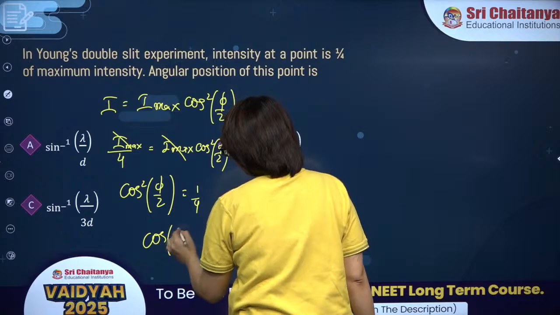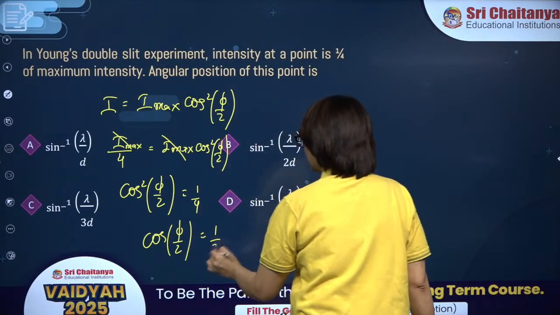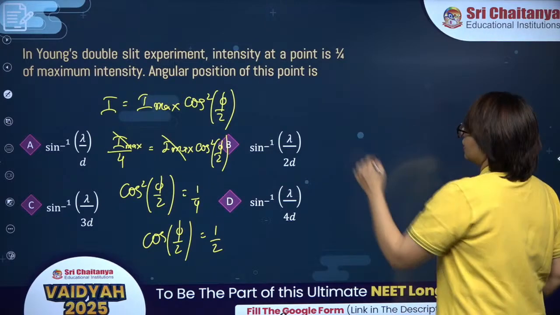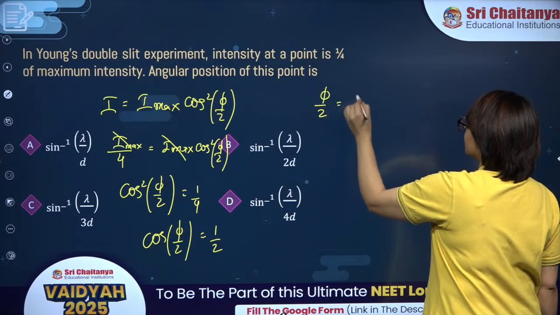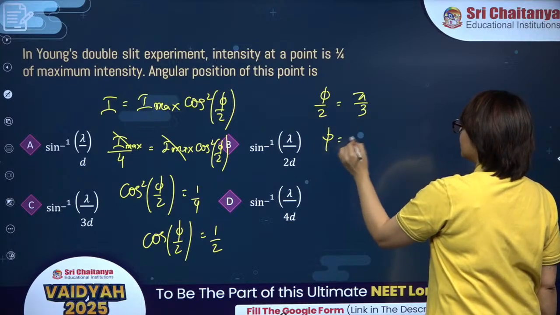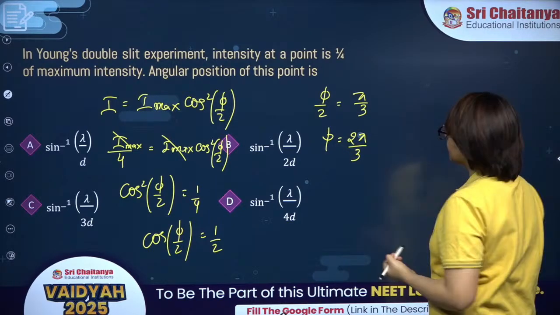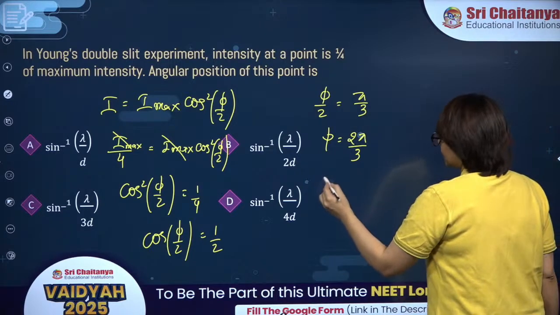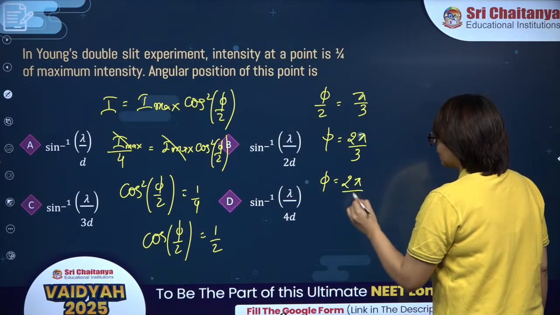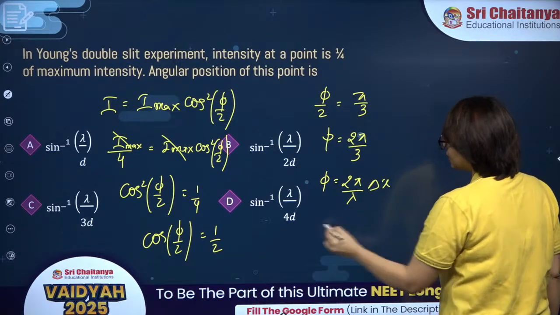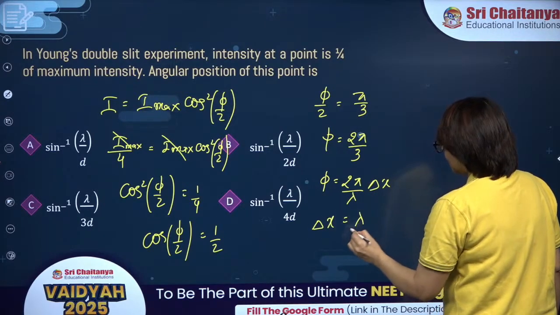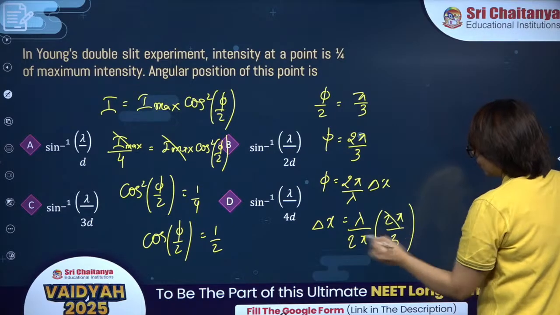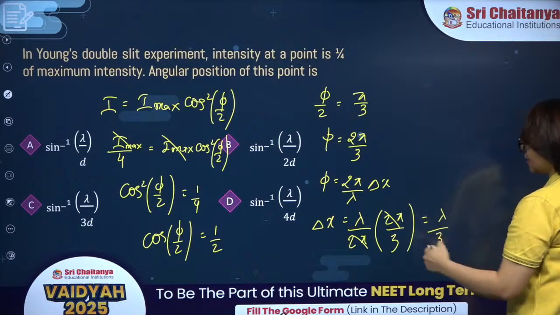So cos phi by 2 is 1 by 2. Cos is 1 by 2 when the angle is 60 degrees, which is pi by 3. So phi by 2 should be pi by 3, so phi will be 2 pi by 3. This is the phase difference. Now using phase difference, find the path difference. Phase difference is equal to 2 pi by lambda times the path difference, right? So path difference will be lambda upon 2 pi times the phase difference, which is 2 pi by 3. 2 pi cancels, so path difference is lambda by 3.